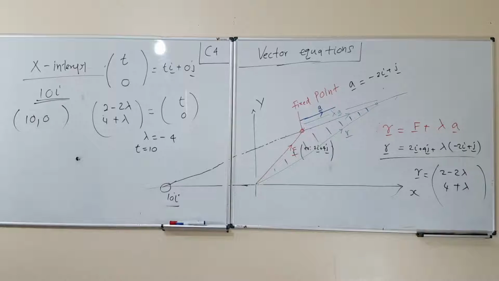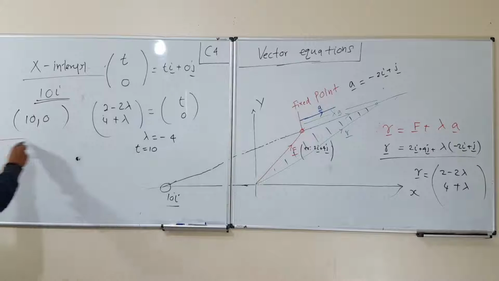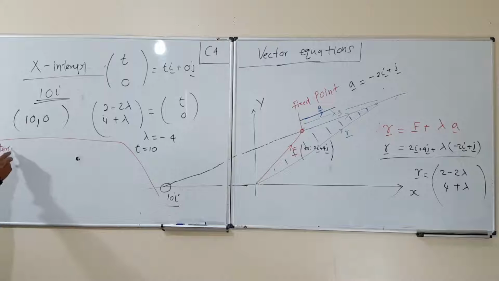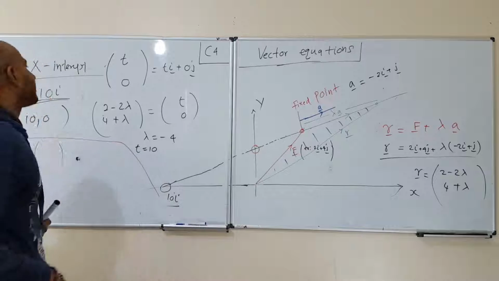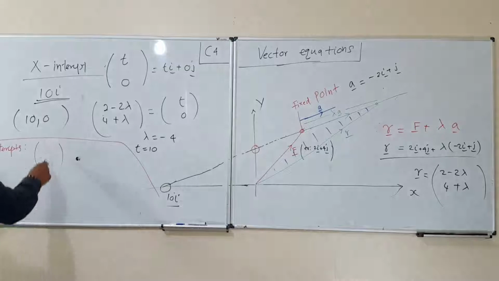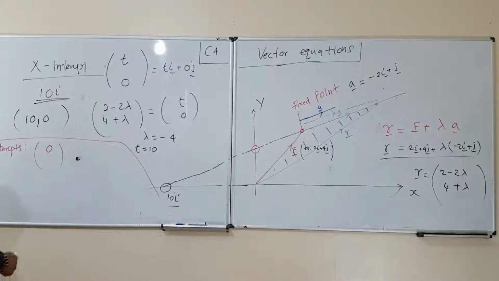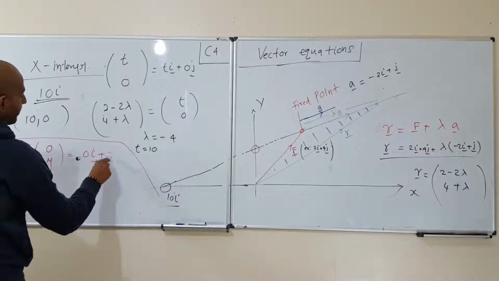Okay. Now we can work out in a very similar fashion the y-intercept if you want. That's the y-intercept. The i becomes 0, isn't it? So I can say it's 0, let's say mu, which means 0i plus mu j.